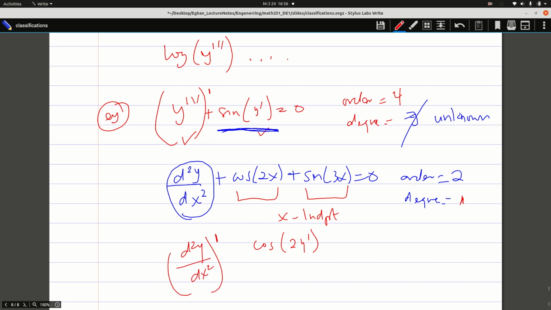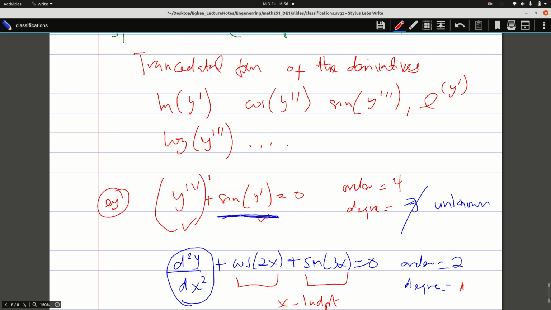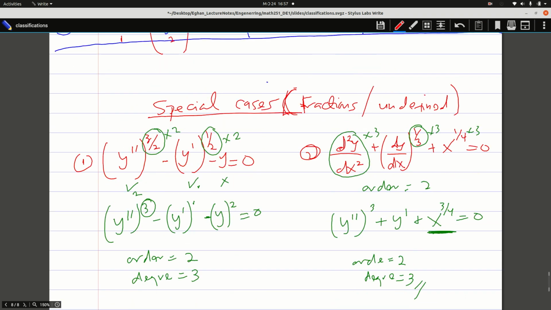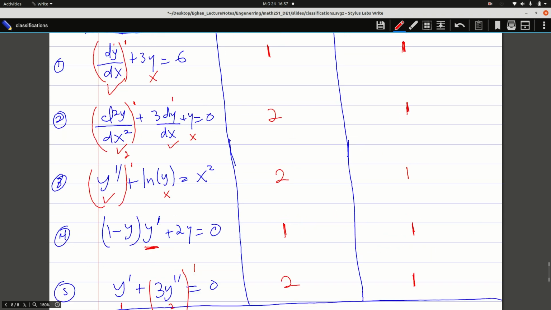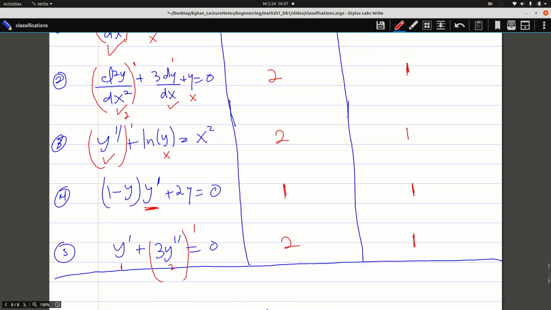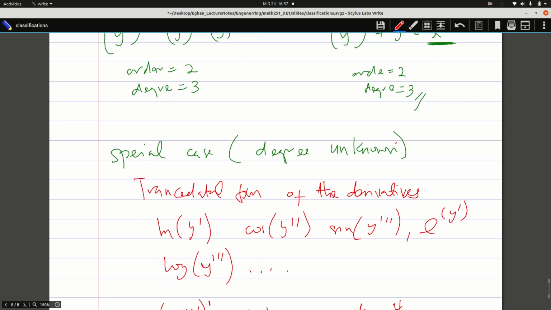So take note of the special cases when defining degrees and then the orders. Alright, so I hope these examples have helped. You can quickly go through any other examples and then you'll be fine. Don't forget, degree must be cleared of all fractions, and in the case where there are transcendentals of the derivatives, what did I state here? The degree is unknown.